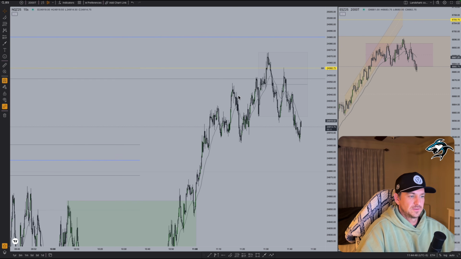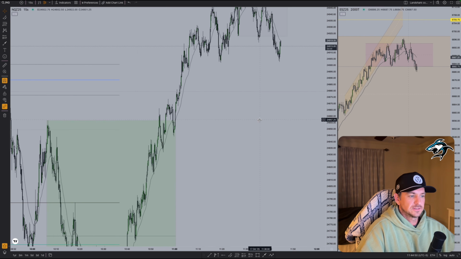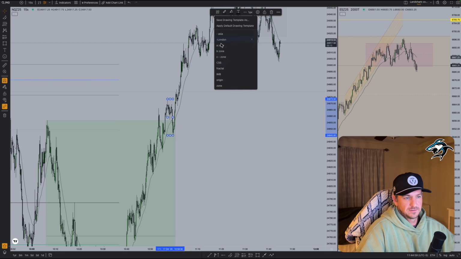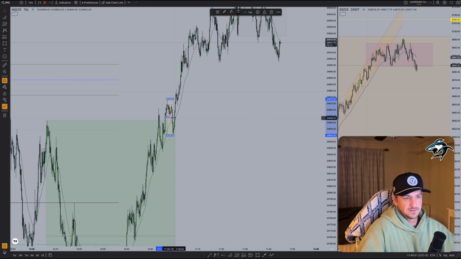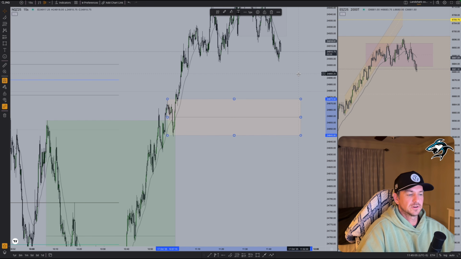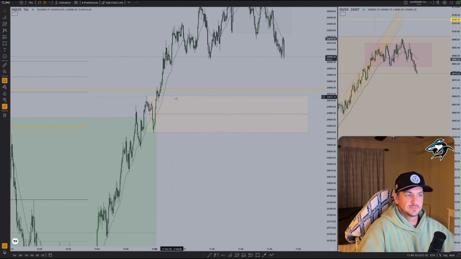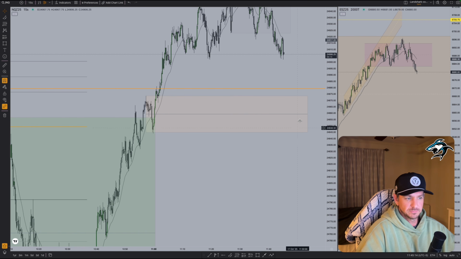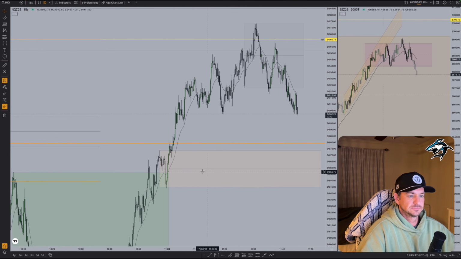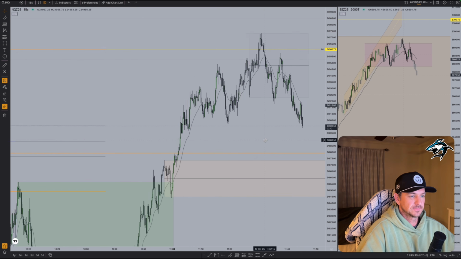So let's look at some downside targets besides this one. I think this would be a good place to target. And then you could get a lot more movement past that if we can close below this range. Or this area, not range.